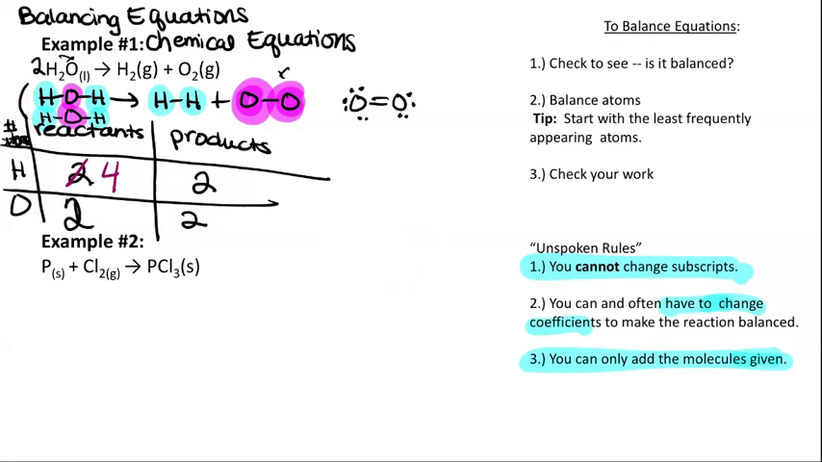So now I have 4 hydrogens, and I need to double check and see if it's balanced. And we already know it's not, right? I have 4 now, but I only have 2 here. I need 2 more. So I'm going to add another HH on this side. How do I do that? How do I show it with a coefficient?